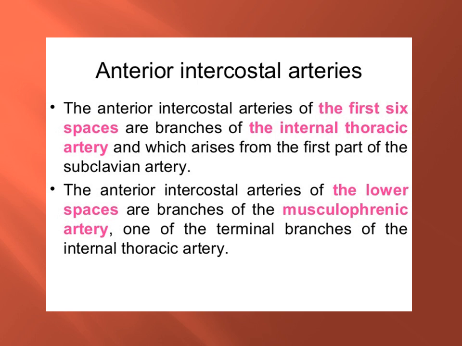Anterior intercostal arteries of the first six spaces are the branches of internal thoracic artery directly, which arises from the first part of the subclavian artery. The anterior intercostal arteries of the lower spaces from 7 to 9 are supplied by the branches of internal thoracic artery. Internal thoracic artery, which is its terminal branch? Musculophrenic artery. Musculophrenic artery is one of the terminal branches. The other branch is the superior epigastric.